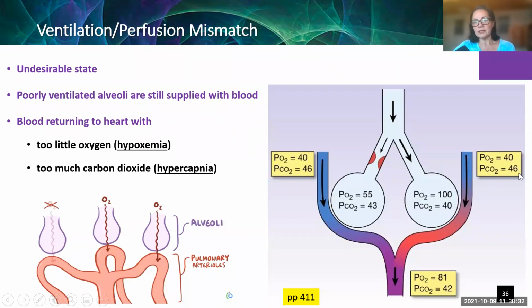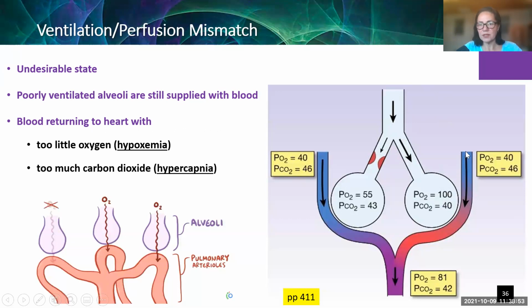Over on the right is our textbook's attempt at illustrating this. So it's not as easy to see, but let's see if we can walk through it. So we've got 2 alveoli. One of them, you can see there's some mucus, so we're going to limit how much air can get through. The other alveolus has great air supply.